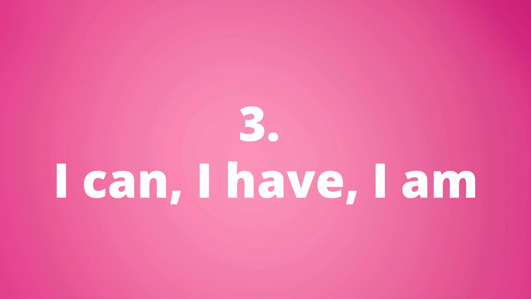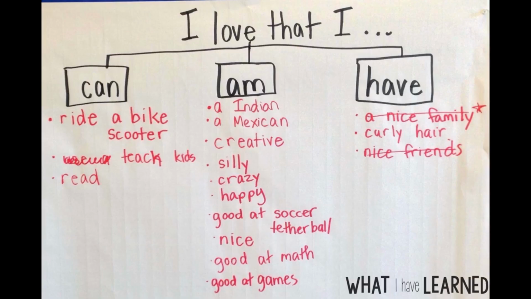This is a great activity where students list what they have, what they love, and what they are. This helps them appreciate what they've got in their lives. For example, I can read well. I have a dog. I am happy. Tell them to write down 3 or 5 examples of each.